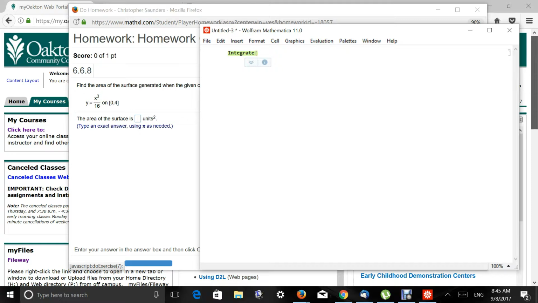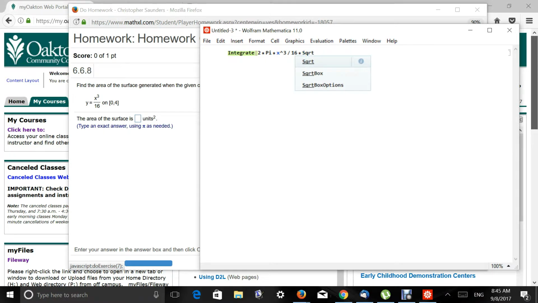But remember, it's 2 pi. So I'm going to write that as 2 times, the asterisk. Pi is a special character, and we capitalize that. 2 times pi times the function. The function in this case is x cubed over 16. So that's 2 pi f at x. Then we need to multiply by the square root of 1 plus f prime at x squared. So the command for square root is capital SQRT.